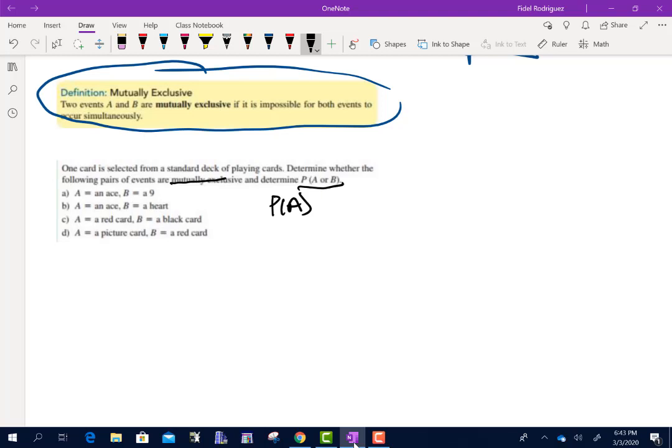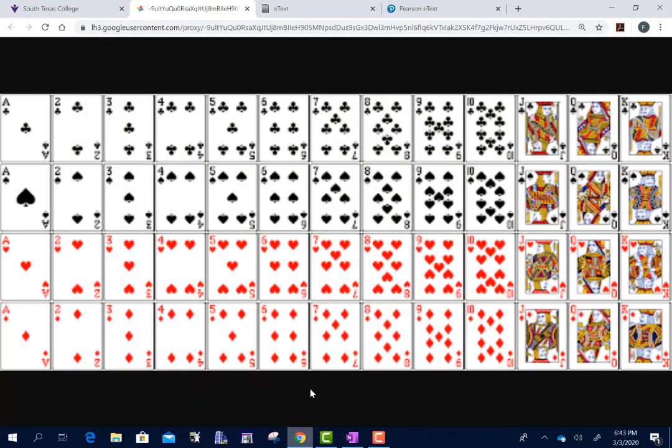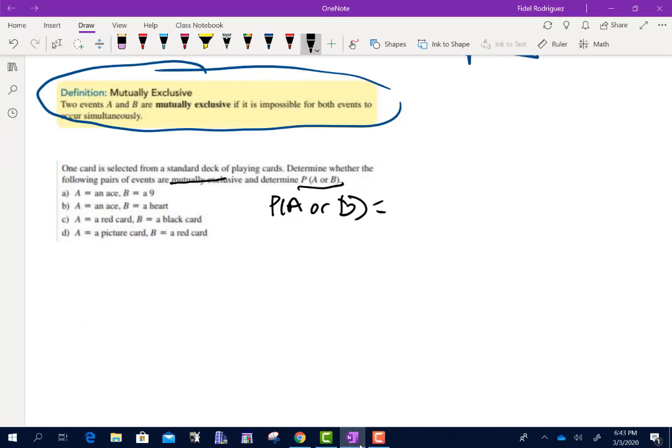And let's get the probability of getting a 9. Okay, so 4B. So the probability of getting an ace. Let's come back to our picture. We have 4 out of 52. And the same thing for getting a 9. We have 4 out of 52.